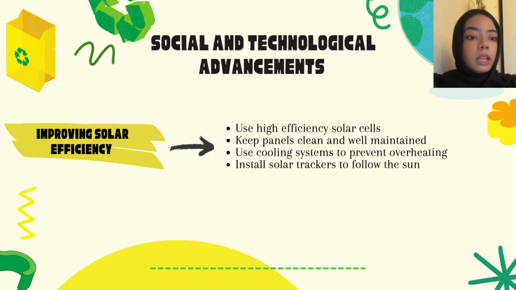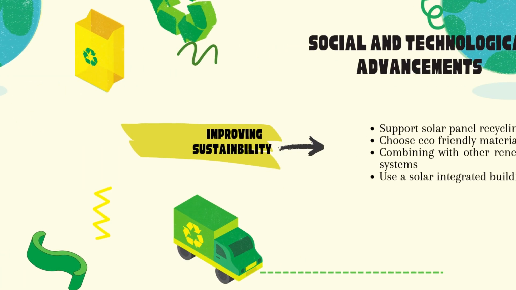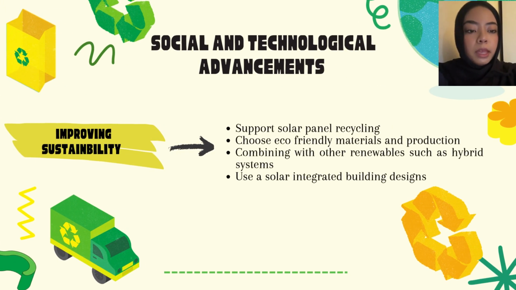Lastly, we could install solar trackers to follow the sun. We could use single or dual axis trackers to follow the sun path. The reason is that it could increase sunlight exposure and also boost output compared to fixed panels. For improving sustainability, there are four main points as well.